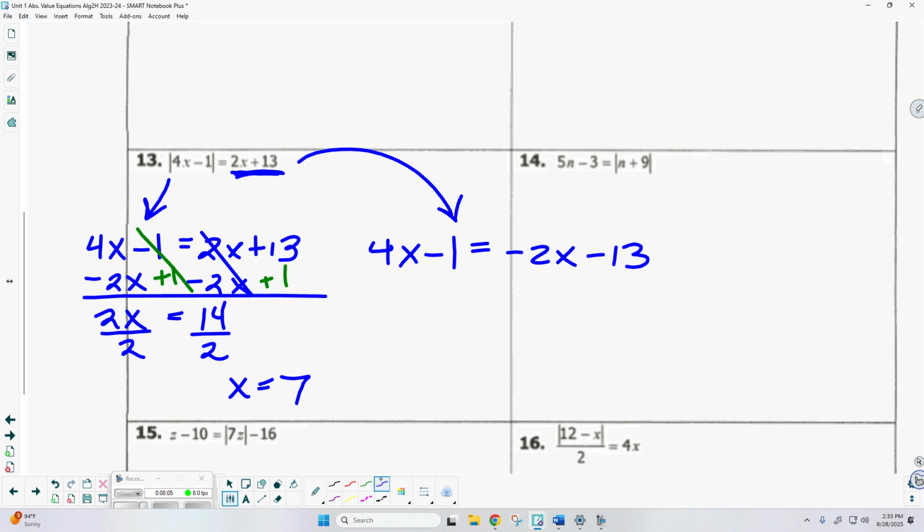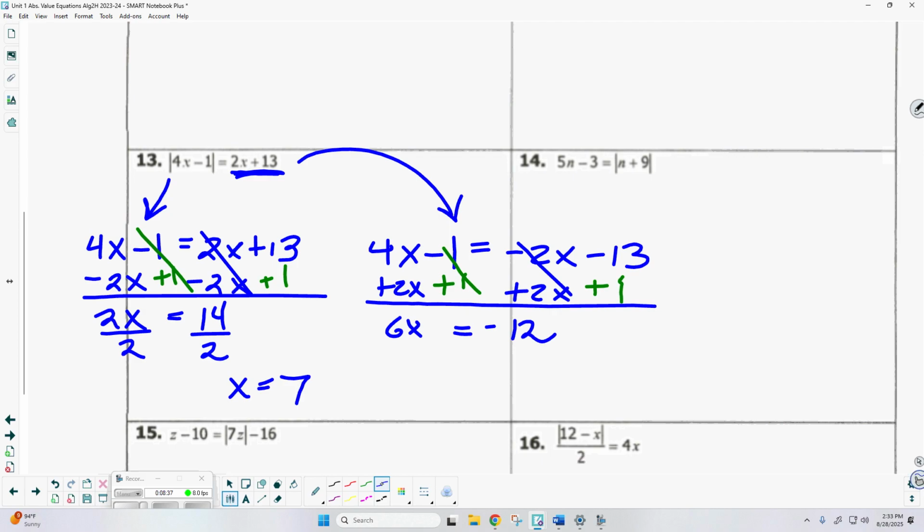And now I just do the same thing for the other one. Okay, what term do you want me to move first? Okay, the negative 2x. This time I'm going to add it. So plus 2x. Plus 2x. Okay. Opposites cancel. How many x's do I have this time? 6x. Okay, now I'm still going to add the 1. But this time, what's a negative 13 plus 1? So I'm going to say negative 12. And then we divide through by 6. So another possible answer is negative 2.